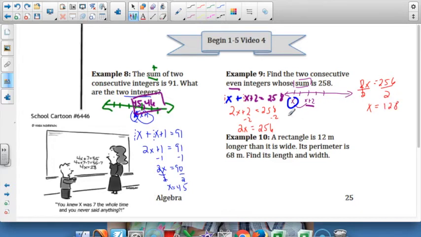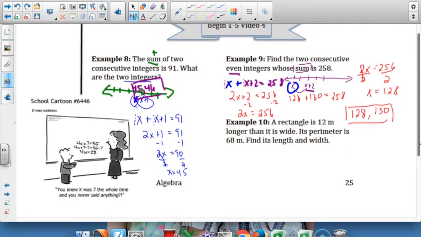Now again, remember I'm looking for two numbers that add up to 258. So if x is 128, then x plus 2 is going to be 130. And if you check and add those up, 128 plus 130 does equal 258. So I know I've got the right two numbers. So my answers are 128 and 130.